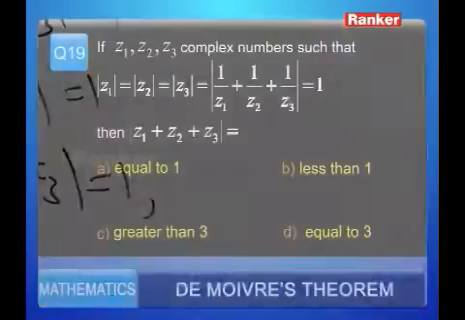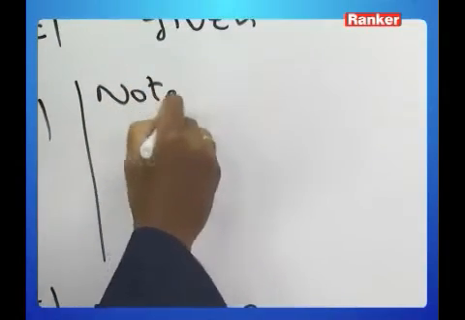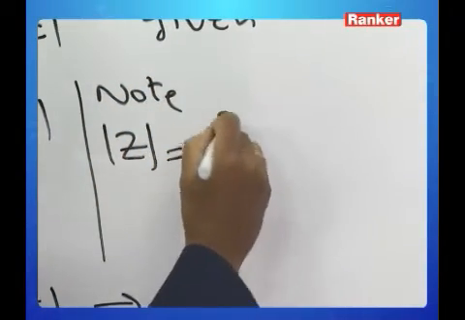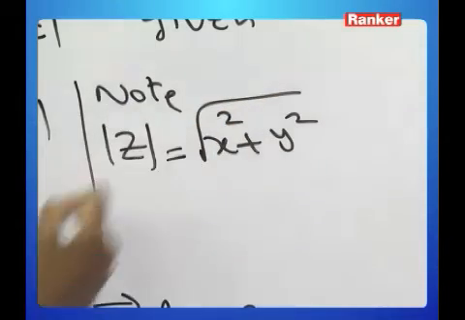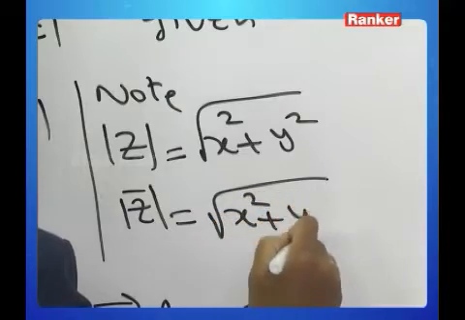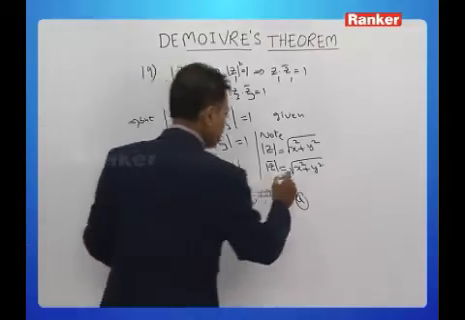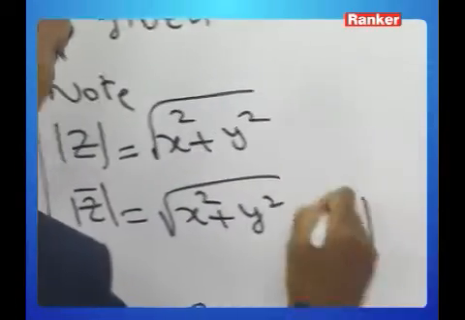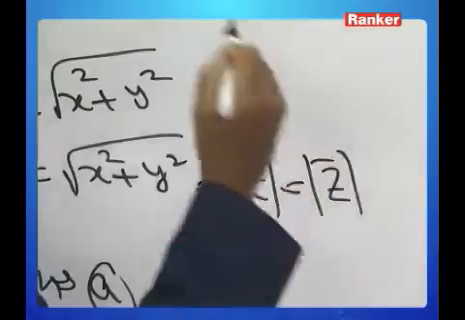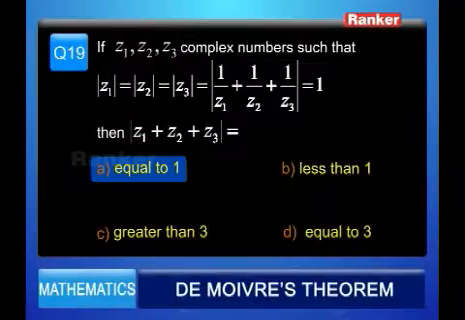What is the note here? Of course, option A is the right option. I will write the note here. Mod z value is the square root of x square plus y square. Of course, mod z bar is also the same. So from this we understand that mod z value and mod z bar value are the same, so mod z is equal to mod z bar. This is the note, that is the formula used here. So the right answer is 1. Right option is A.